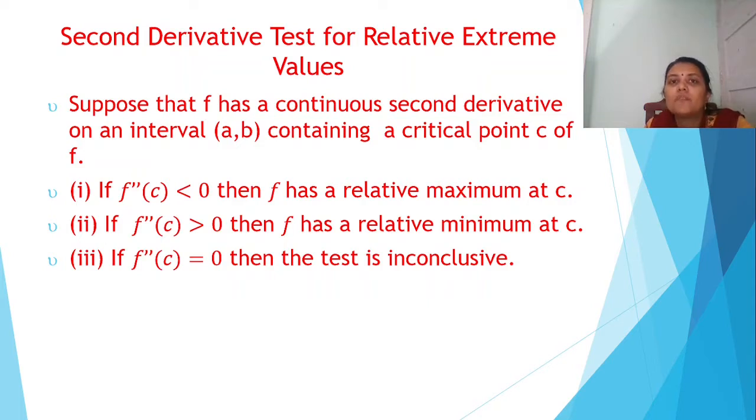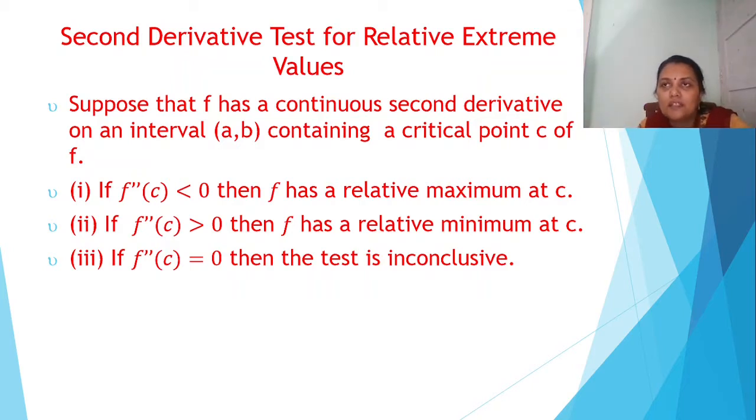Then if f double dash c is less than 0, then f has a relative maximum at c, and if f double dash c is greater than 0, then f has a relative minimum at c. If f double dash c is equal to 0, then the test is inconclusive.